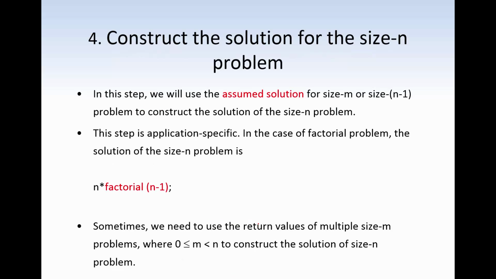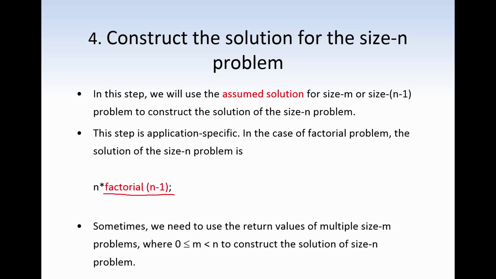So let's say I have that. My next step is to think about how I can compute the whole thing, the size n problem. In that case, I can use the size m notation. I said that I would assume that the size m problem can be solved. Well, in that case, I know that I have this available to me, and then I can just say the full size problem is n times factorial of n minus 1.